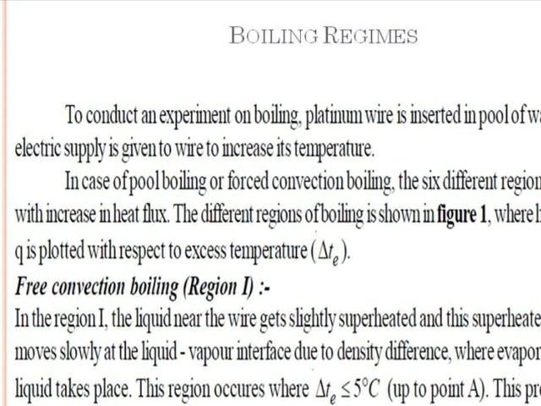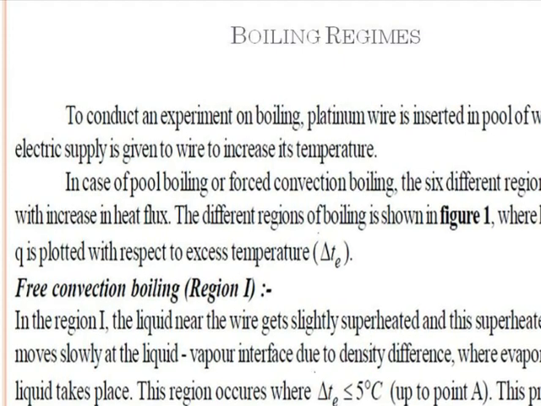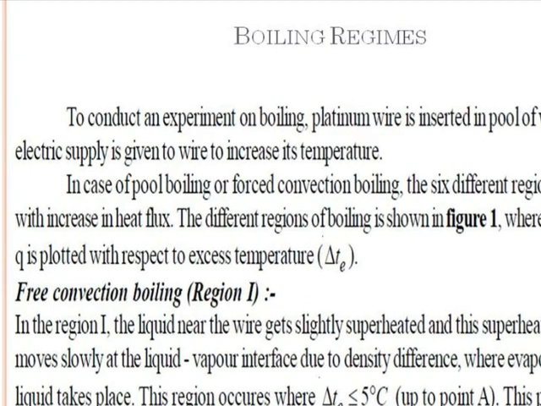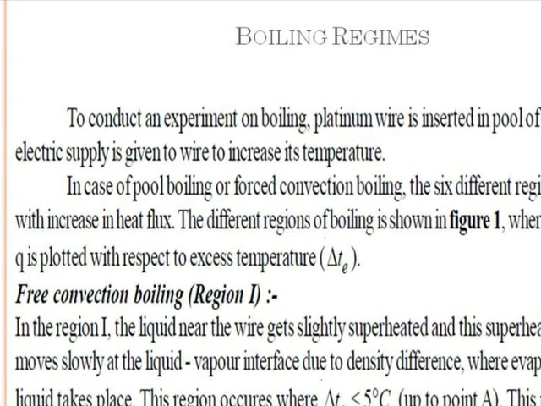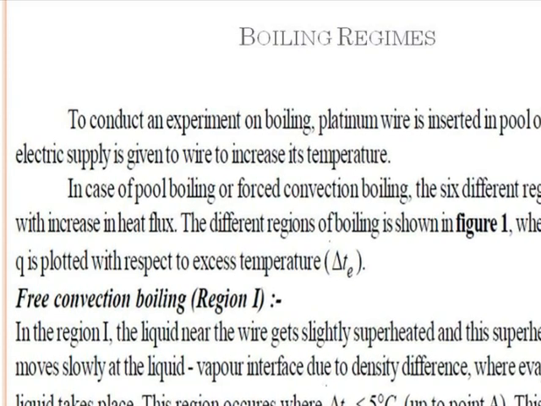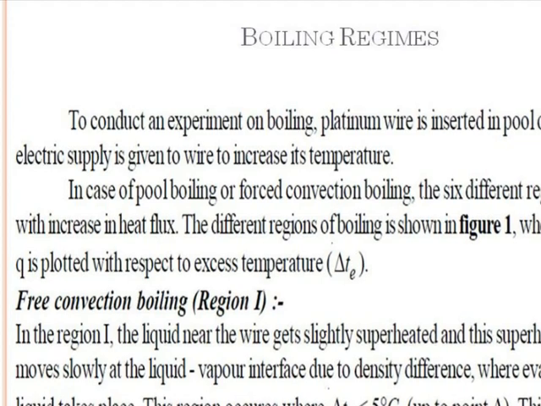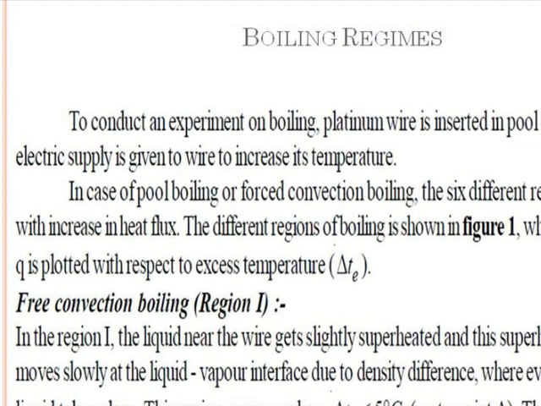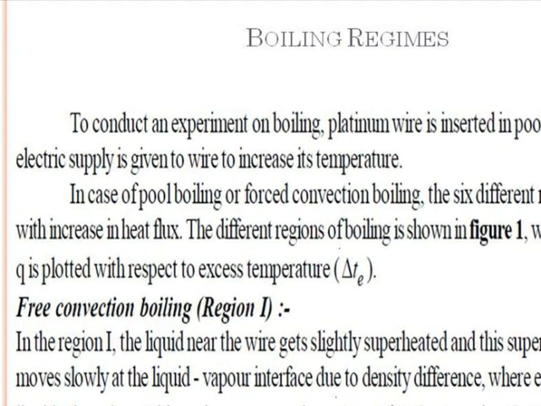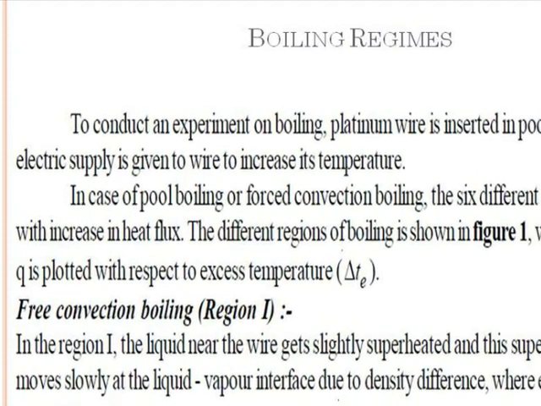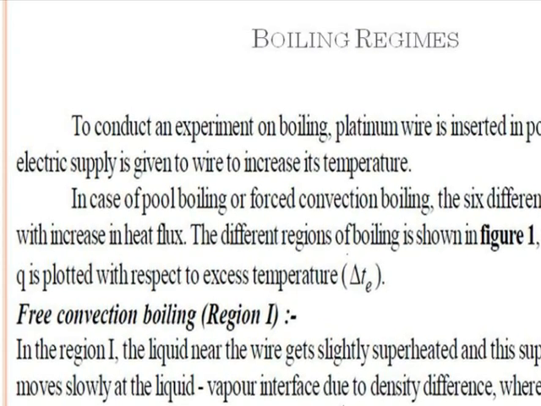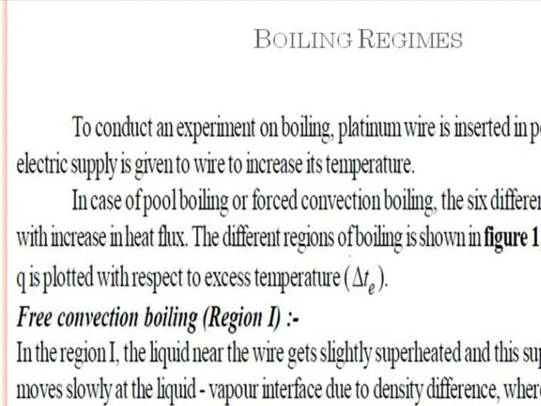Now one by one we have to discuss all these 6 regions. First we will discuss free convection boiling, that is region number 1. In this region, the liquid near the wire gets slightly superheated, and that superheated liquid moves slowly into the liquid vapor interface due to the density difference, where evaporation of liquid takes place. In this case, the excess temperature value is not more than 5 degrees Celsius.